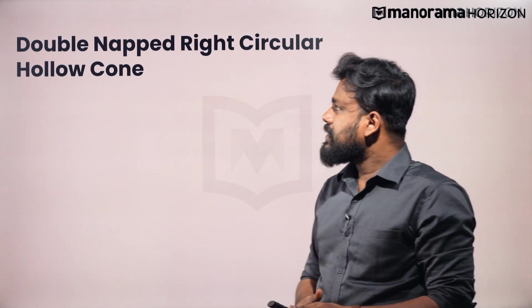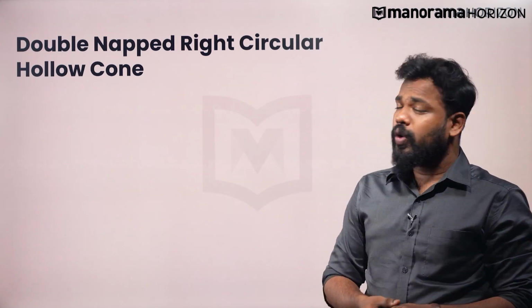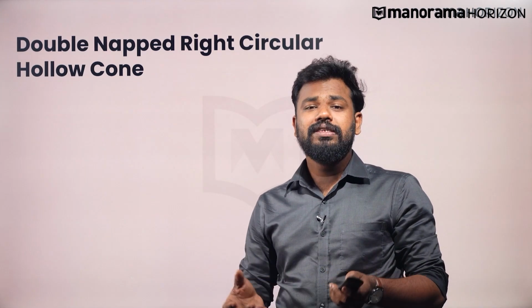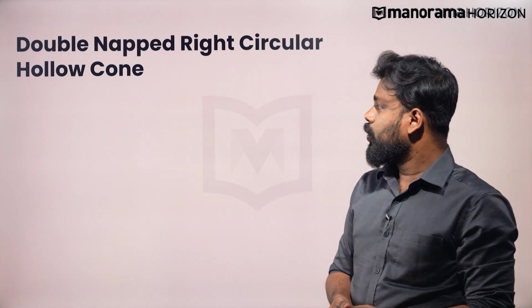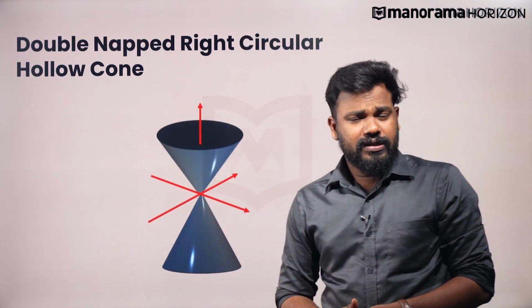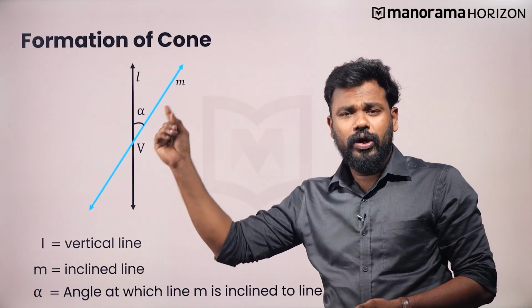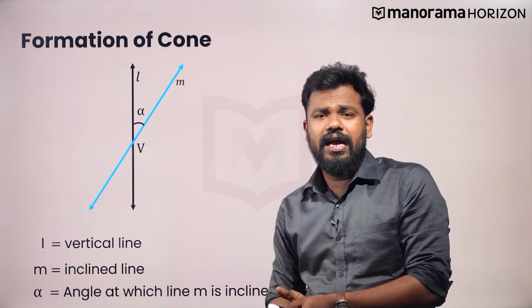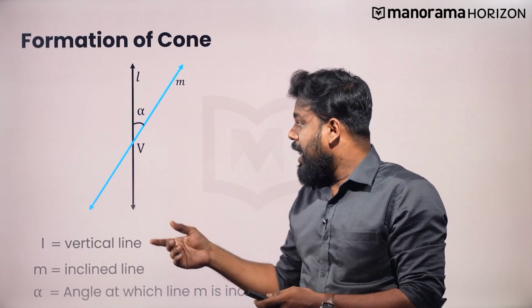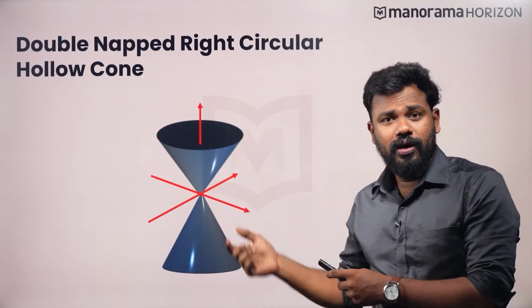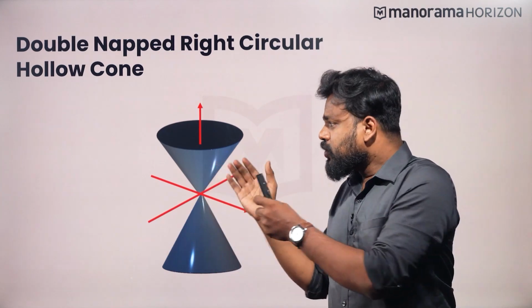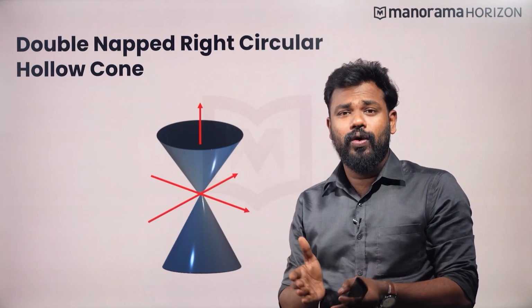And here we will be discussing now about the double napped right circular hollow cone. Now, what is this double napped right circular hollow cone? Now, it looks like this. Maybe in the previous diagram, you can see that this M, if I rotate it, keeping this angle alpha fixed, it might give a shape which can look like this. So this is the cone that we are going to take.